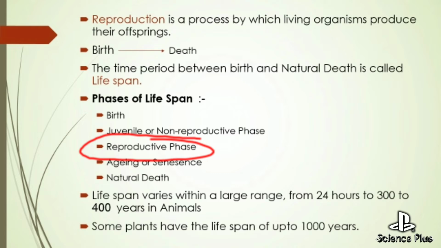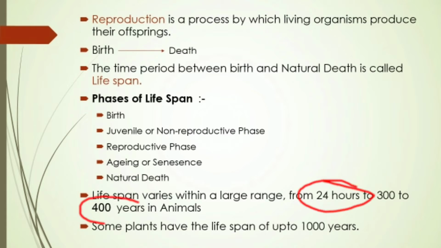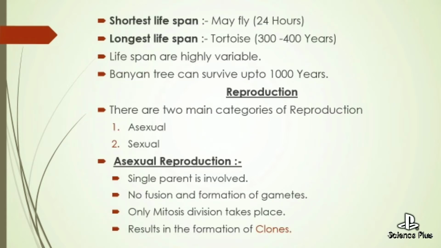Now further, this lifespan is highly variable. It varies from 24 hours to 300 to 400 years also. If you talk about the shortest lifespan, then there is an organism called mayfly, which has the shortest lifespan of only 24 hours, that is a single day. It means that within 24 hours, from the egg, a mayfly hatches and completes all its phases of life cycle including reproduction, and then it dies.